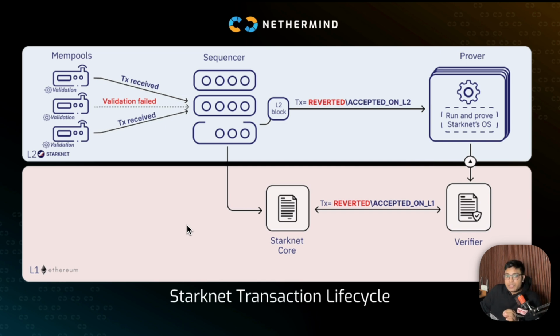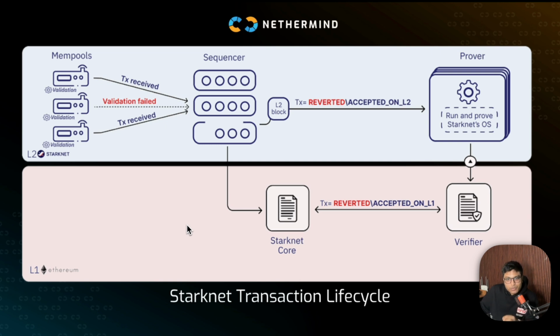The next step is proof generation and verification. This is where StarkNet's magic happens. The prover generates a cryptographic proof for the entire block's execution, which is then verified on Ethereum L1. This process allows StarkNet to batch thousands of transactions into a single proof, significantly reducing costs and increasing throughput while maintaining Ethereum's security.